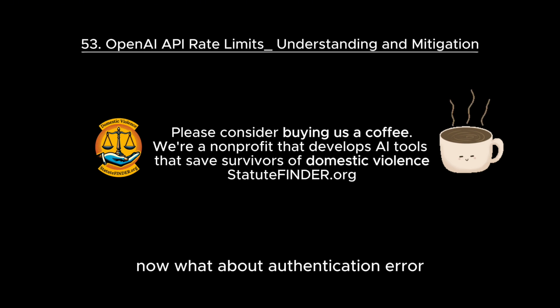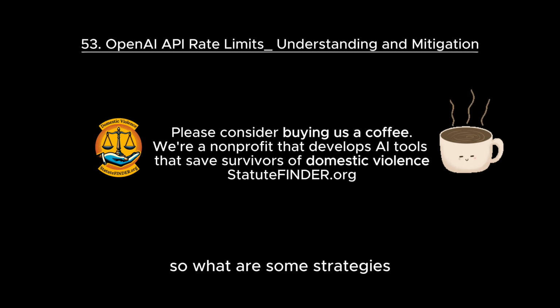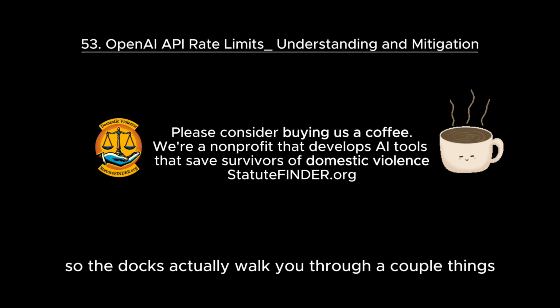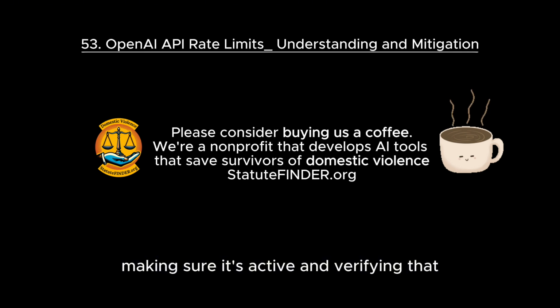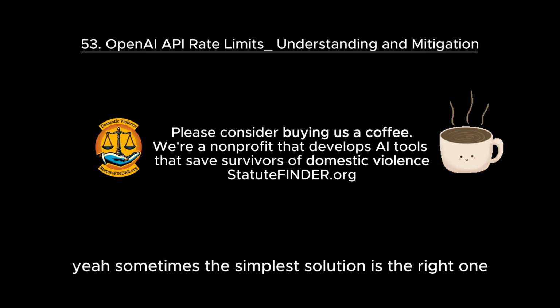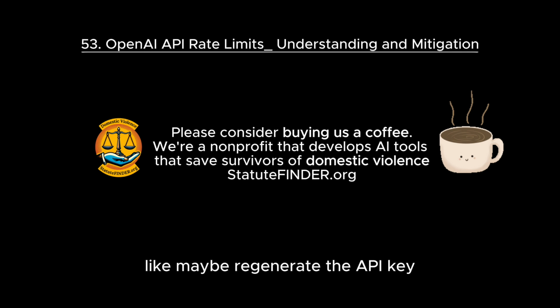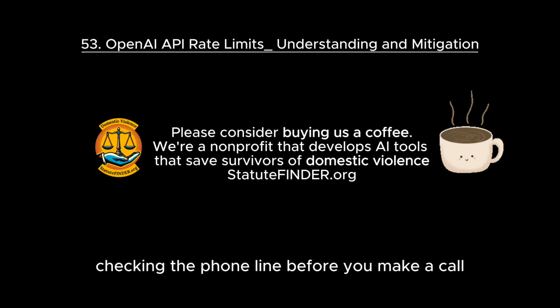Now, what about authentication error? What does that usually mean? Usually it means that there's a problem with your API key. Oh, okay. So what are some strategies I can use to troubleshoot that? So the docs actually walk you through a couple things, like double checking that you're using the correct key, making sure it's active, and verifying that you're sending it in the right format. So basically just go through a checklist. Right, exactly. Make sure everything's plugged in right. Yeah, sometimes the simplest solution is the right one, like maybe regenerate the API key, clear the browser cache, maybe even check your internet connection. It's like checking the phone line before you make a call.